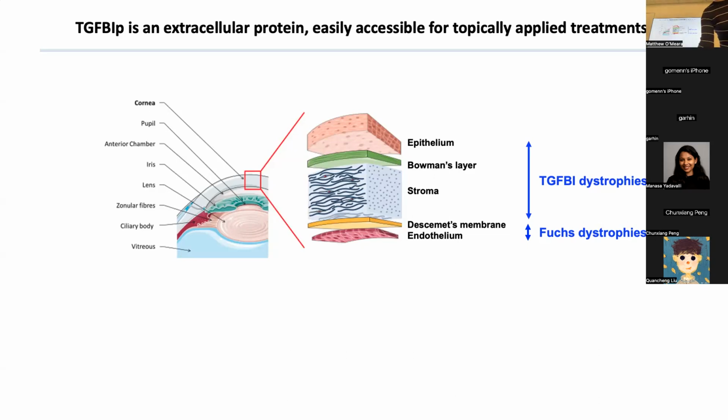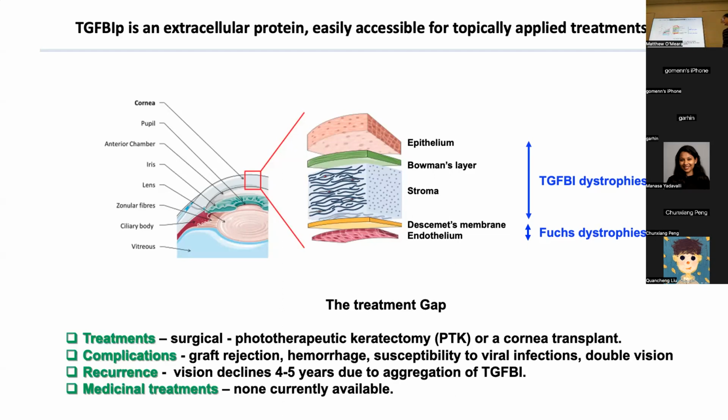So what are the current therapies for these diseases? They are mostly surgical. The first one is phototherapeutic keratectomy, or PTK. This is where physicians use a laser to shave off the cornea. For example, in most lattice dystrophies, TGFBI is accumulated on the very top layer.